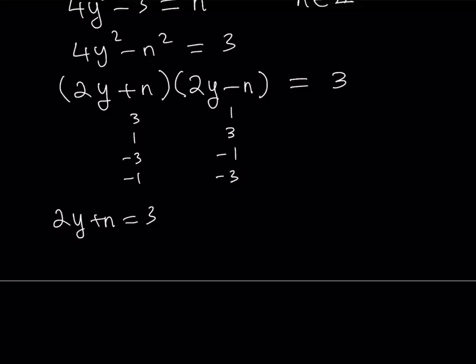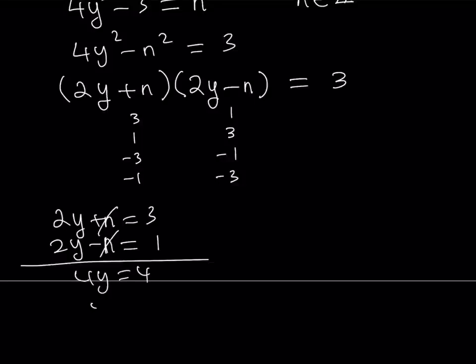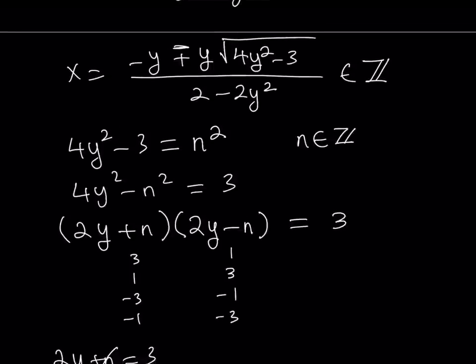The first case scenario is going to give us the following. From here, we get that, this is supposed to be n, not 1. 4y equals 4, and we get y equals 1 from here. And obviously we get an n value too. N is going to be, in this case, 1, I think, right? Okay, but that doesn't really matter because we're interested in finding x.